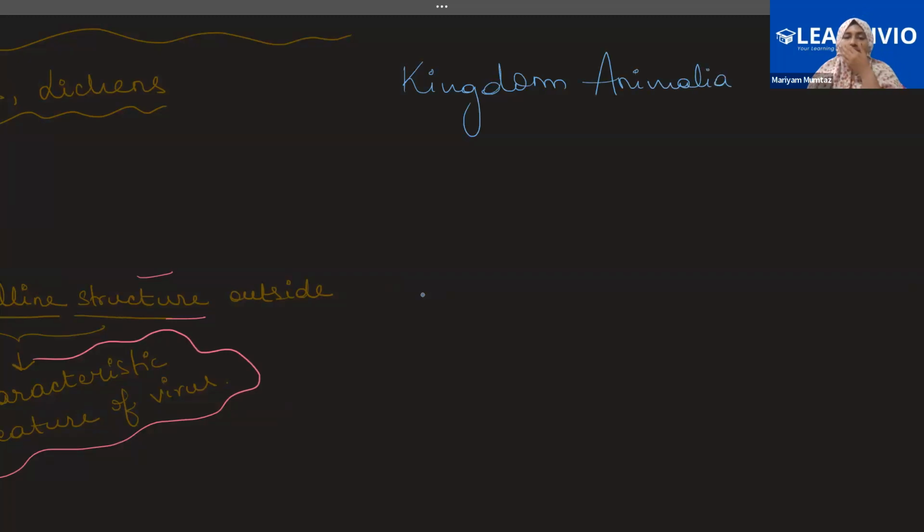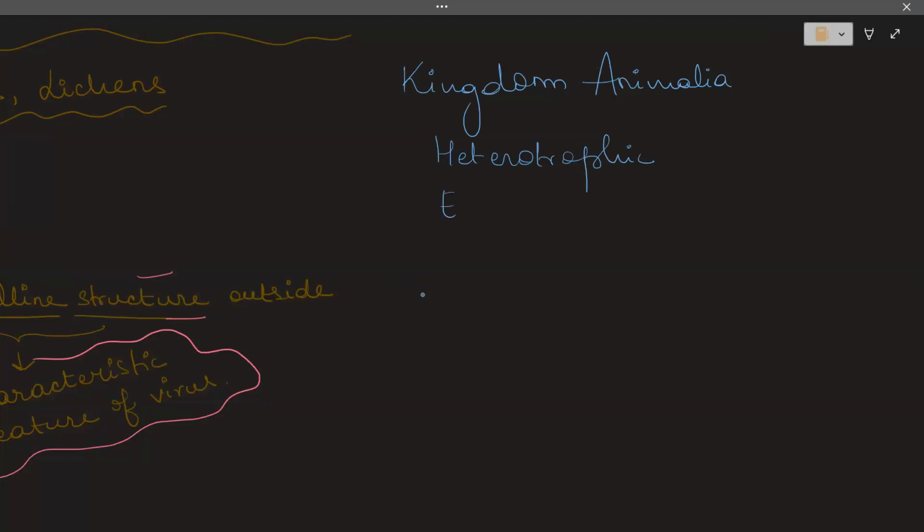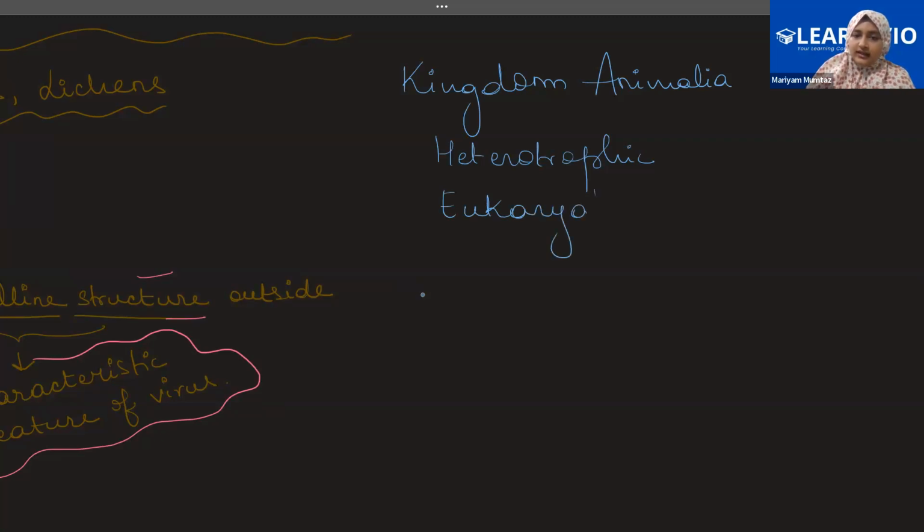Now, all the members of the kingdom Animalia are heterotrophic, isn't it? Is there any animal that can synthesize its own food? No. Yes, very good. All the members are heterotrophic and they are eukaryotic, meaning they have a membrane-bound nucleus and membrane-bound cell organelles. They are multicellular. And do they have cell walls or not?